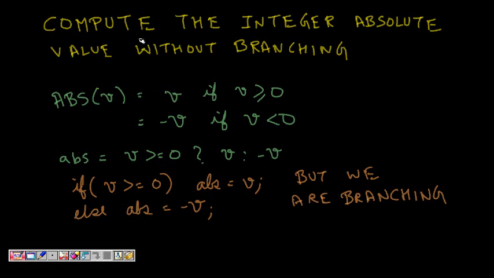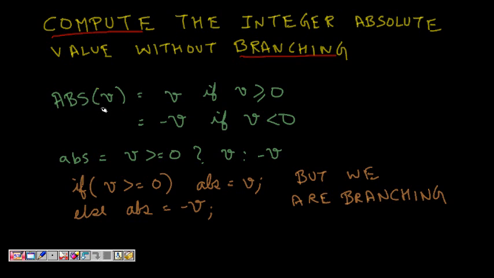The question is to compute the integer absolute value without branching. So we have to find the absolute value of an integer but without any if statement or other decision-making statements. So how do we find it? First, let's have a recap.